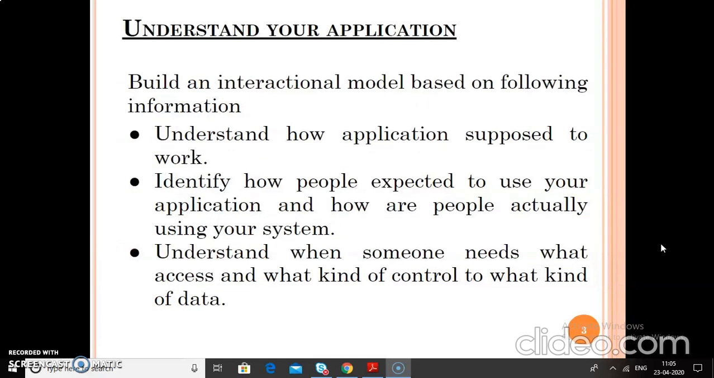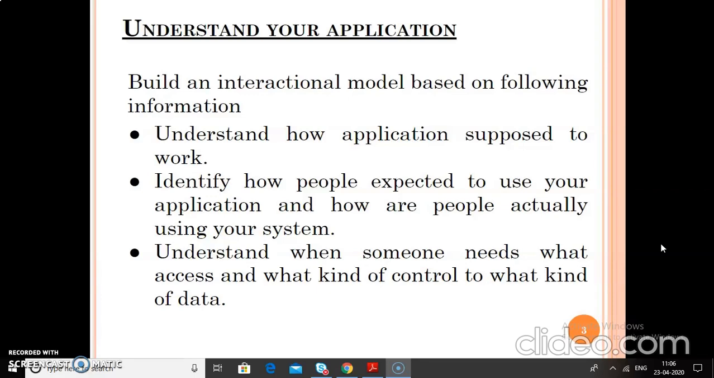First step while addressing privacy in the UbiCom is to understand your application. Before defining the privacy policies or privacy expectation, we have to understand our application thoroughly. We have to collect information from the scenario. We have to understand working style of our application. We have to also identify what kind of process should be there through which people can access the system and actually how people are using the system.